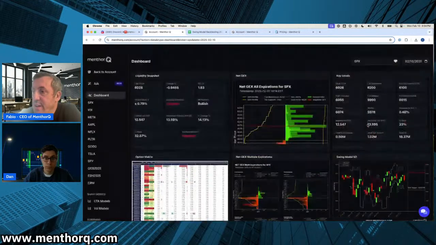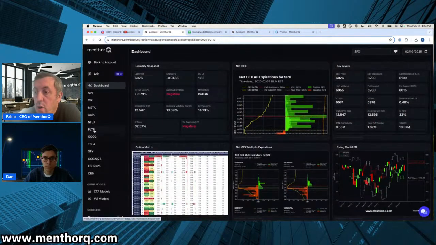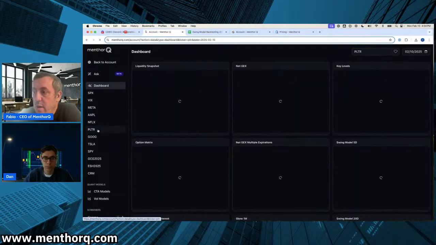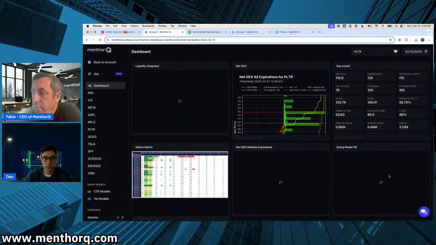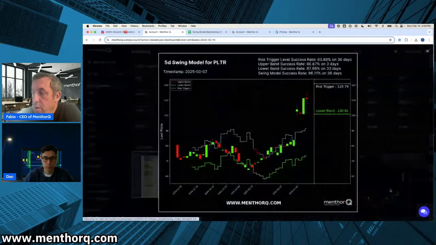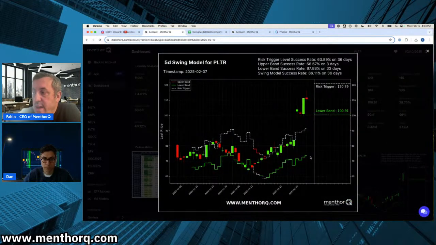And whenever you see a lower band, let's open up another example, in this case Palantir, we see a lower band here, and our lower band is now 100, and this is in green, so it's a bullish bias. The risk trigger can be above the lower band or below the upper band, and it typically represents a strong inflection point, because the model is also trying to provide a direction.